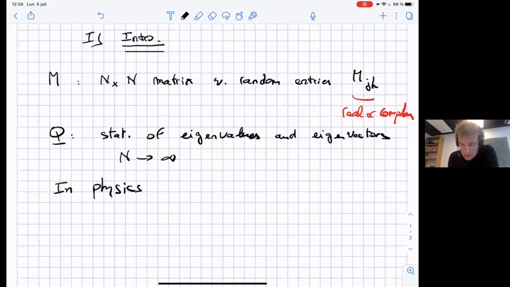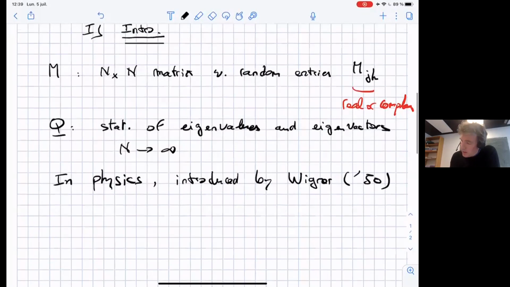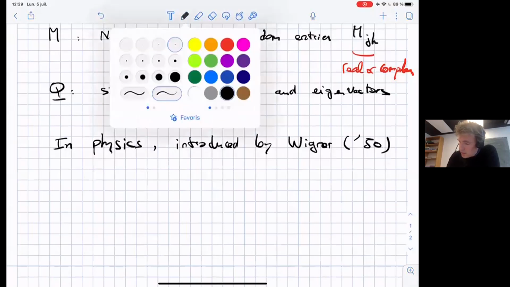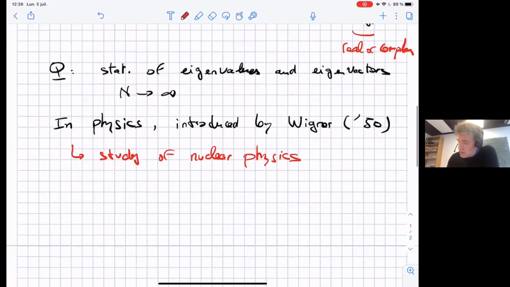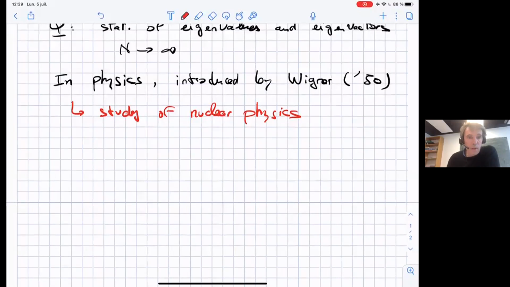But in physics, it was introduced by Wigner in the 50s. And as you probably know, what he was interested in was in the context of nuclear physics, where you are interested in understanding the spectra, and that means trying to solve the Schrödinger equation for big nuclei. And he introduced this approach to essentially model the energy levels of big nuclei.